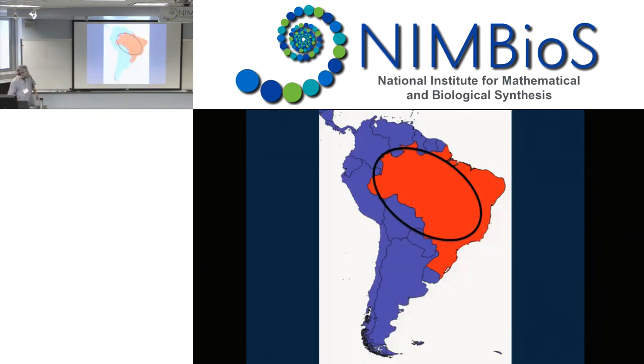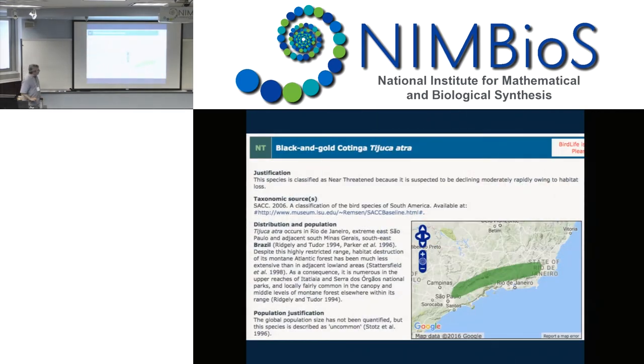So we can do that, right? Interior of Brazil. Well, actually, if we come forward a bit, we can get another distributional estimate that looks like this. And this is an important one because it's tied to the International Union for the Conservation of Nature. And so this is kind of what drives conservation action on this species.